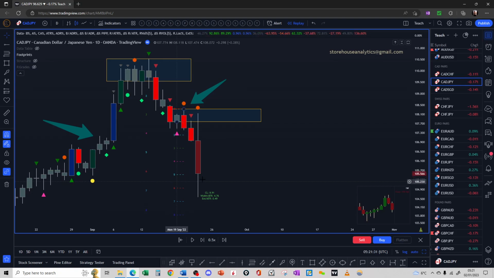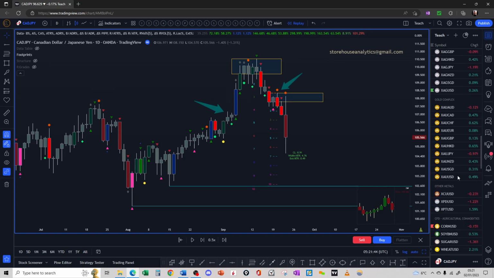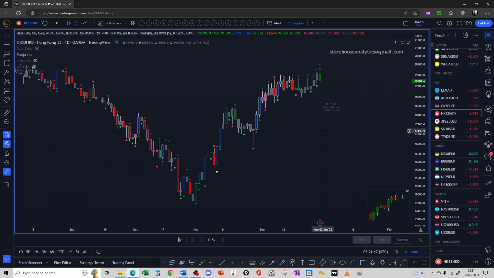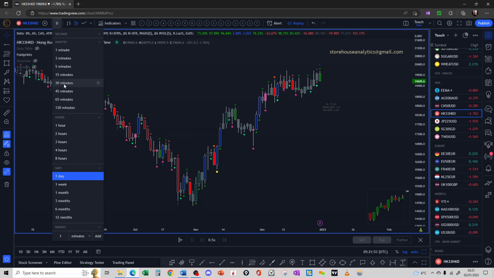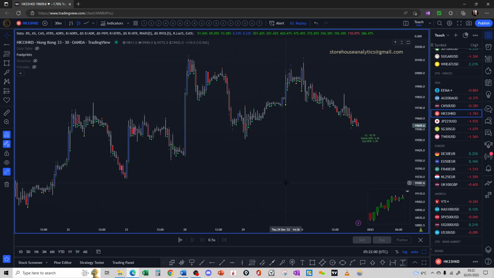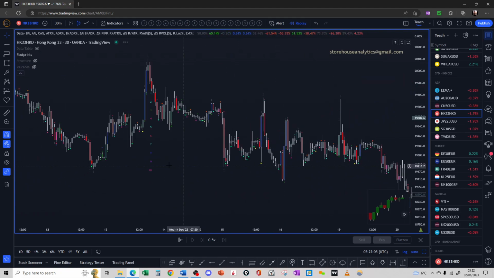Okay, all right, so that's the Canadian Japanese, just looking at the strength of the move. Let's go to the Hong Kong stock market. Where are we? Random chart. Yeah, let's look at the 30-minute chart here. Where have I got this? Okay, so the 13th of December is what we're looking for. There we are.